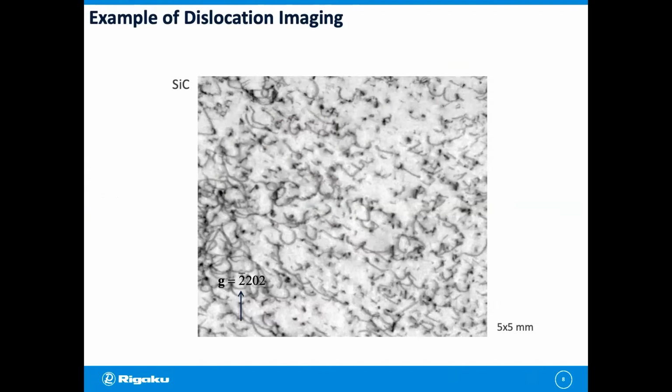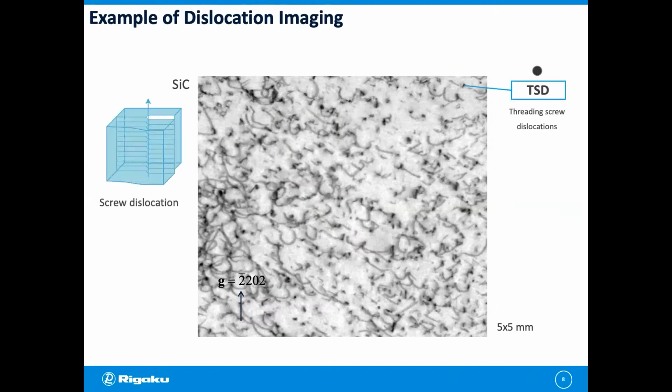This is one example of an X-ray topography image of a SiC single crystal wafer. We can see three kinds of dislocations inside the wafer. One is TSD. TSD is threading screw dislocations. This is shown as a strong dot-like shape in the image.